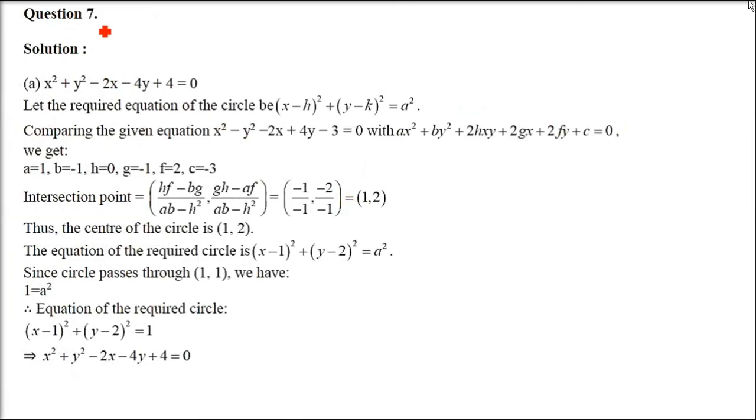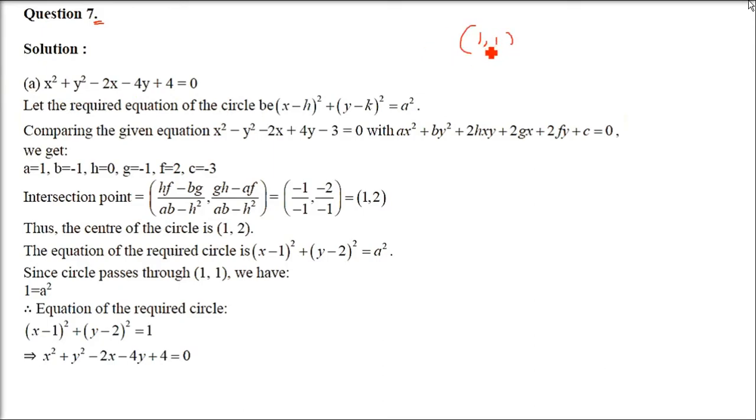This is question number 7. The equation of the circle passing through the point 1, 1 and having two diameters along the pair of lines x square minus y square minus 2x plus 4y minus 3 equals 0 is. So here we have to go back to our straight line concepts. We have already done the straight lines.